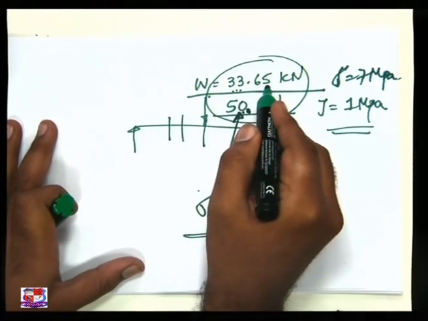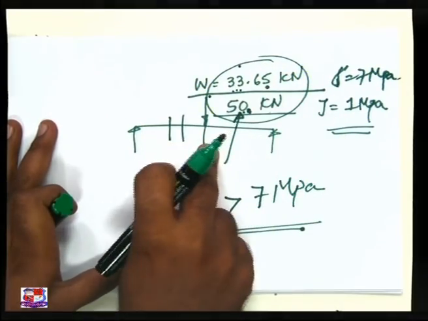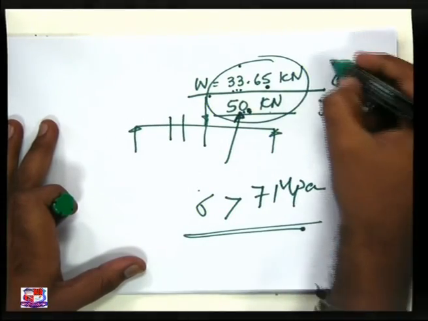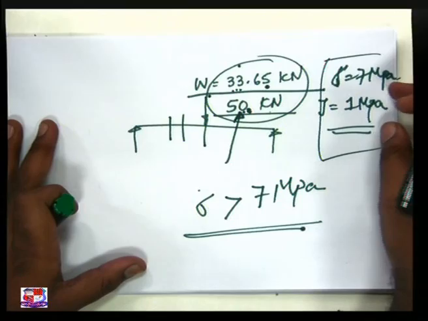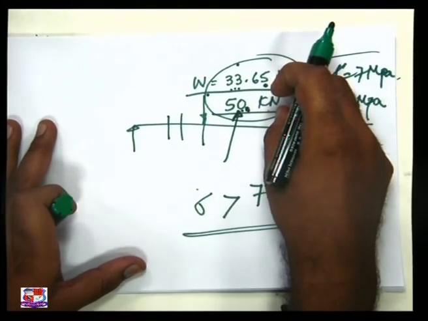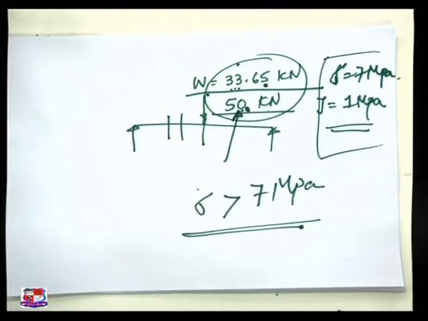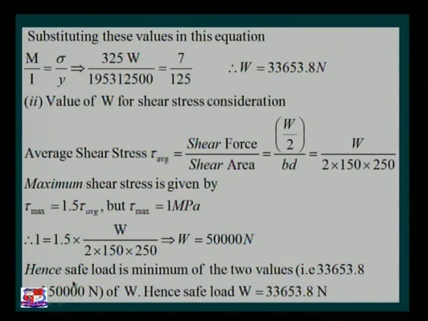That is 33.65. So the answer for this given question is the minimum of these two, so that it will satisfy both. The lesser value of these two answers gives the final answer for a given particular beam. So I have an answer. The safe load is the minimum of the two values, that is 33,653.8 Newton.